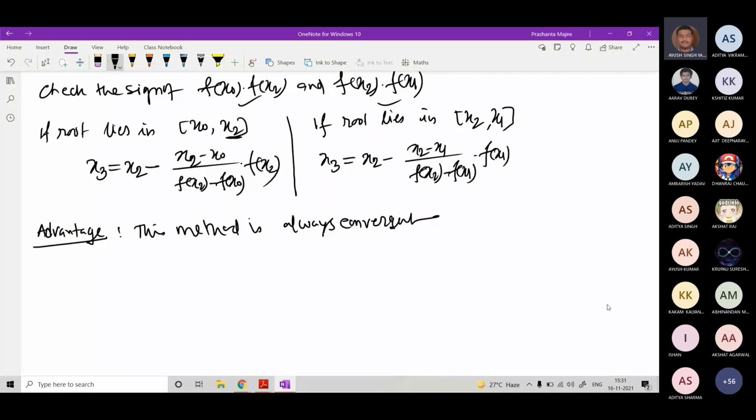And the disadvantage is that since after each iteration you are checking the sign, that makes the method a bit slow. Another disadvantage: it has order of convergence 1. It is a bit slow. It has the same order of convergence as the method of bisection.